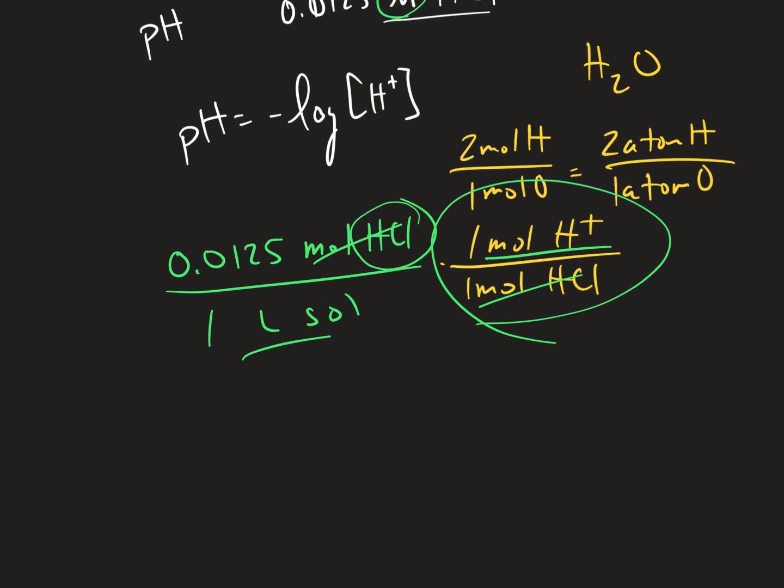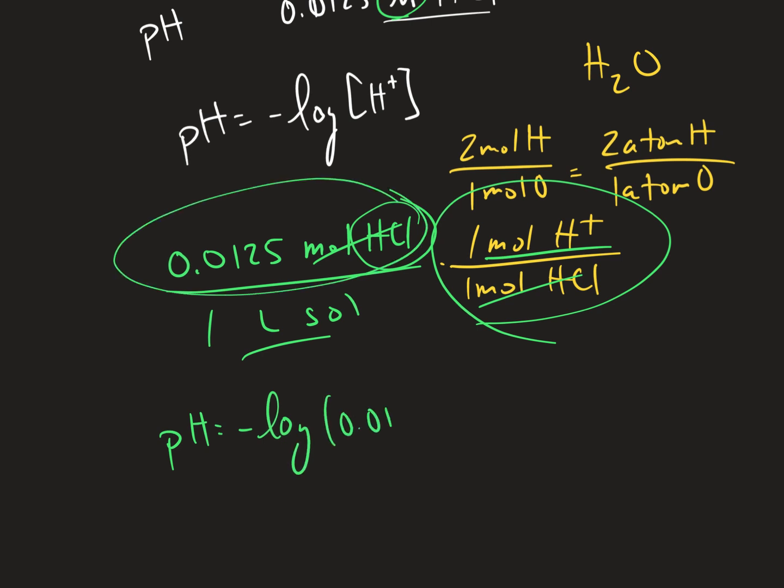So to find the pH of this, it's just going to be negative log of this, right? 0.0125, and that's going to equal 1.9. Are we okay so far? All right, that's how we're going to calculate the concentration of H+.